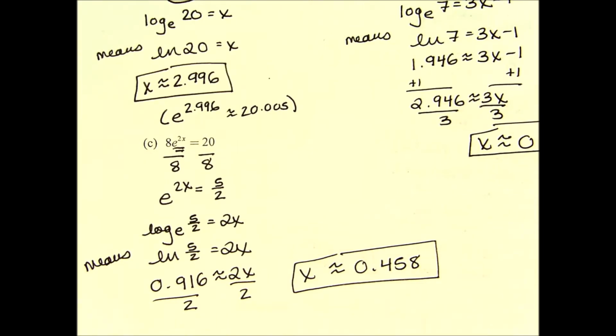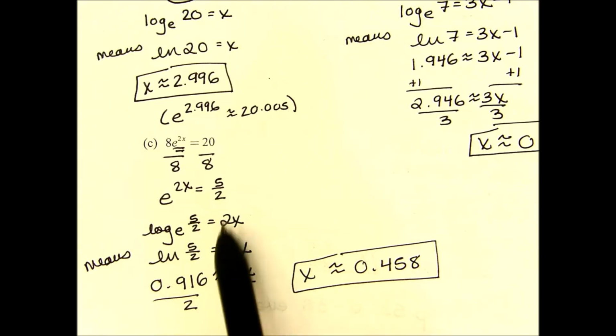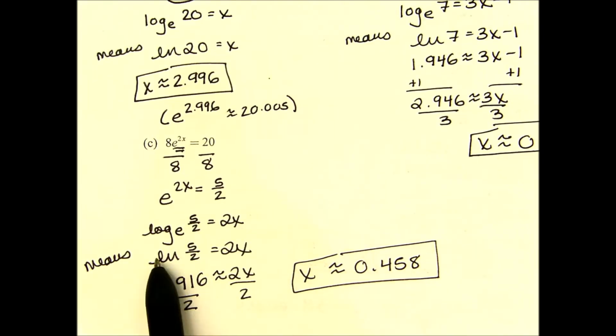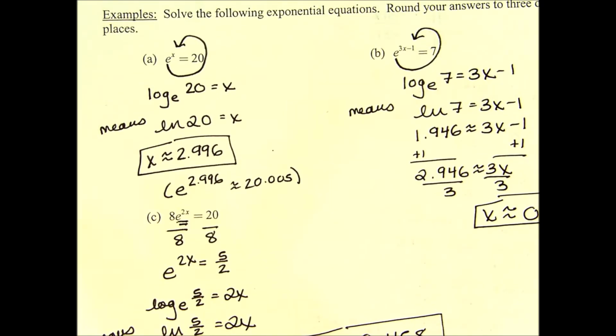Getting 0.458 from this. I rewrote my problem in log form. Log base e of 5 halves equals 2x, but log base e of 5 halves means the same thing as the natural log of 5 halves, which equals 2x. I typed that into the calculator, divided by 2, and got 0.458. So these equations we can call natural exponential equations because they have that e to the x in them.